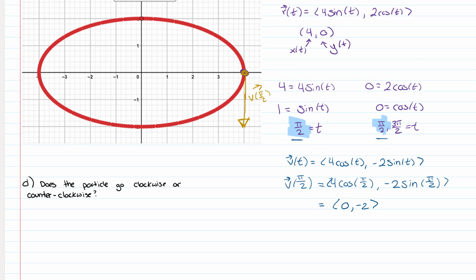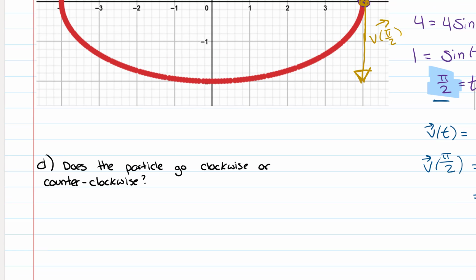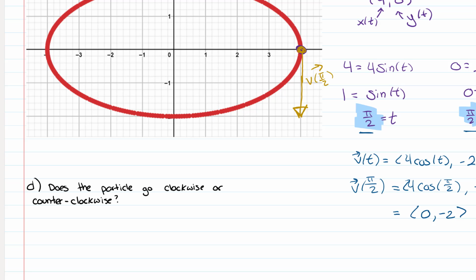And then the last question is, does the particle go clockwise or counterclockwise? Well, watching it trace out, we saw that it rotated this way, so it's going to rotate clockwise.